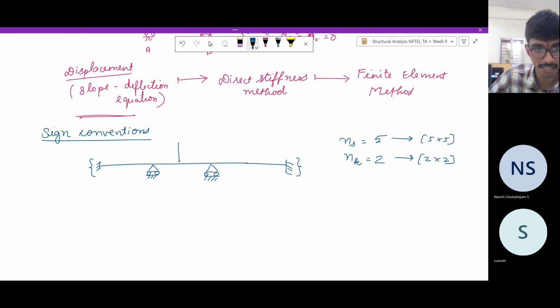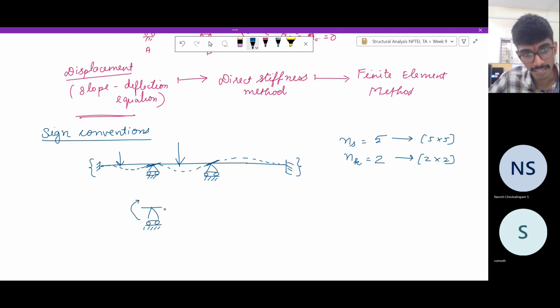Now suppose it is subjected to some loading. How does it deform? It deforms something like this. So the primary unknowns here are the rotation at this joint and the moments that are occurring. So if you isolate this joint, it is subjected to some moment. Similarly, this joint is also subjected to some moment.